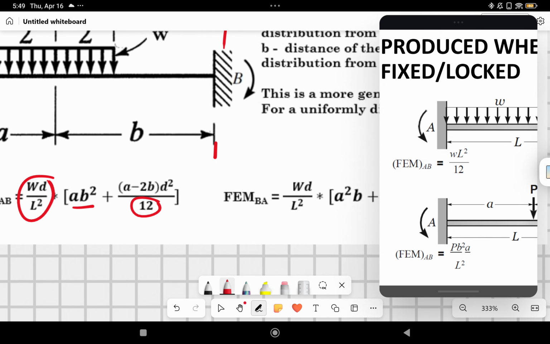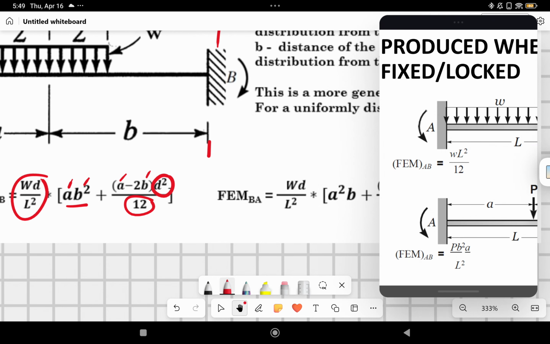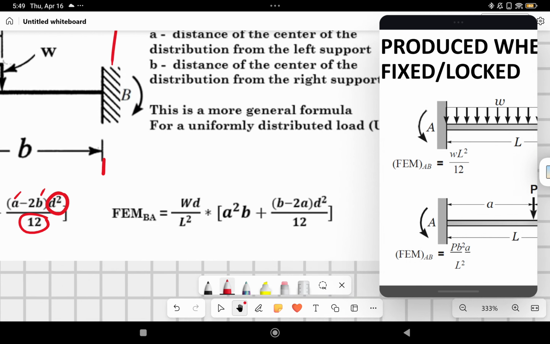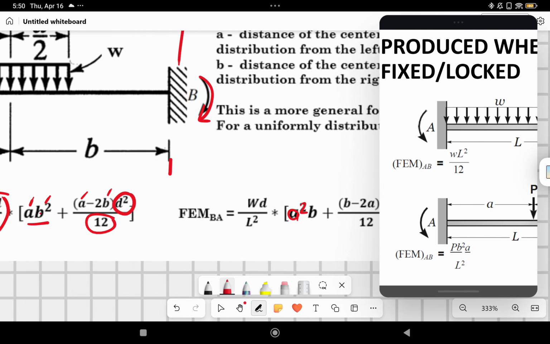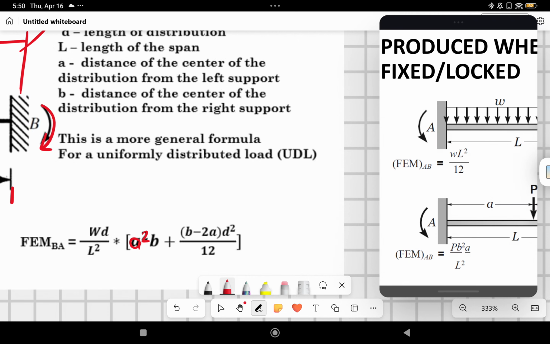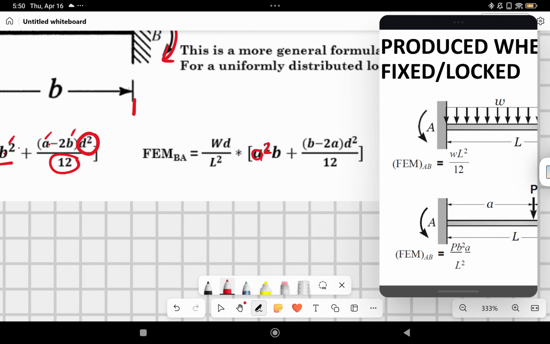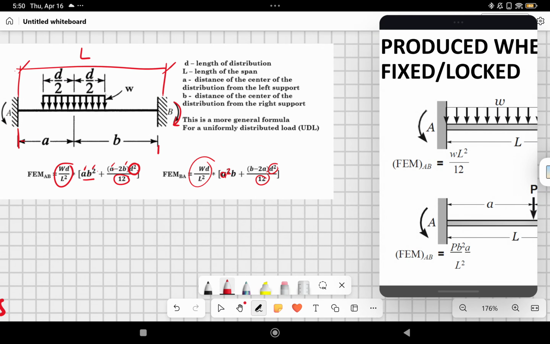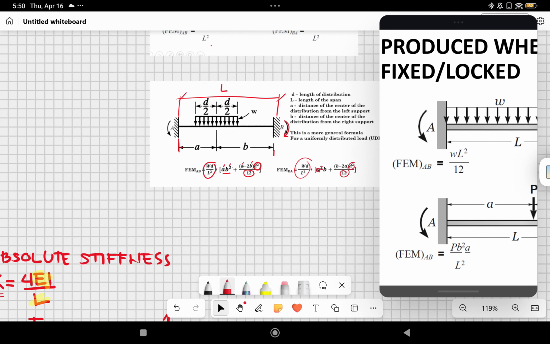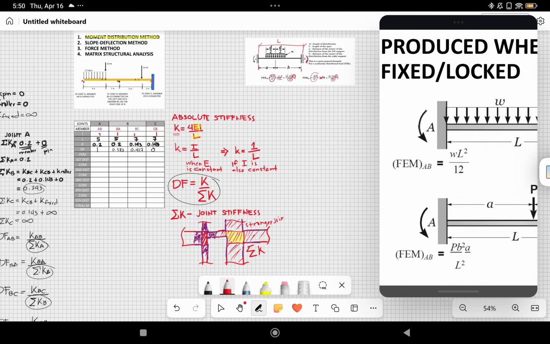Laging nandun din yan. Tsaka to. Okay, tapos ito, itong A tsaka B, magpapalit lang yan ng pwesto. Itong B, pagdating sa right end, pagdating dito, that is A, yung magiging squared. Tapos, magpapalit lang ng pwesto yung A tsaka B. Tapos yung D squared over 12 mananatili tsaka itong expression na to. So, madali lang yan tandaan. Okay?